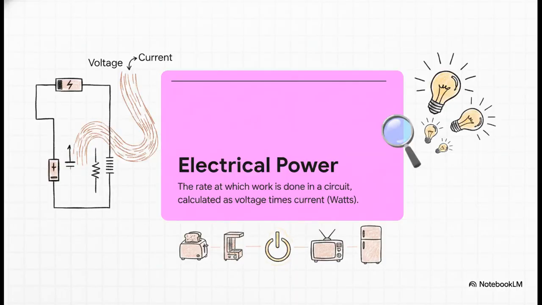When you combine that gravitational-like push, the voltage, with the steady flow of traffic we just defined as current, you produce electrical power. This is the rate at which work is actually being done in your circuit in real time. The formula is quite elegant. Power equals voltage times current. When you multiply volts and amperes together, you get watts.